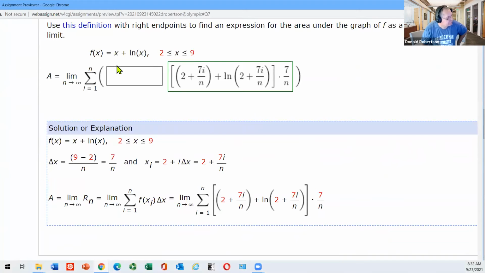Right, this one is a little bit trickier, right? If you want to find delta x, don't you do 9 take away 2 over n? So that's where the 7 over n came from. And do you see this says 2 plus delta x? Can you see a is 2 and delta x is that? So it's going to be a plus delta x, that's 2 plus 7i over n, and see the x that's there. So you see these two x's get replaced by 2 plus 7i over n. Basically a plus i delta x.